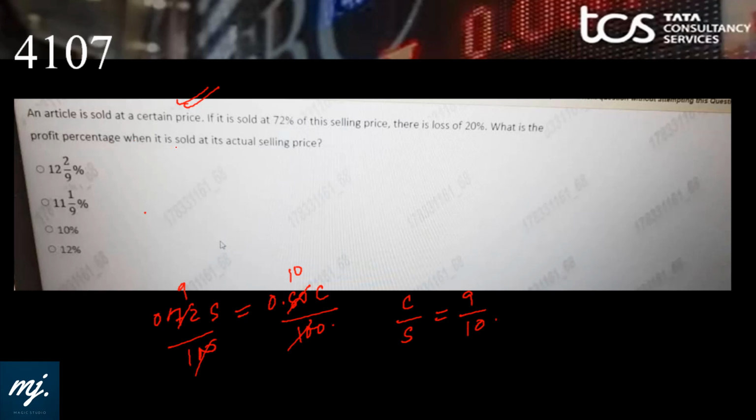What is the profit percentage when it is sold at the actual selling price? If it is sold at the actual selling price, profit would be 1 rupee and then profit percentage would be 1 by 9. Now 1 by 9 into 100 is 11 1 by 9%, that we have in option B.